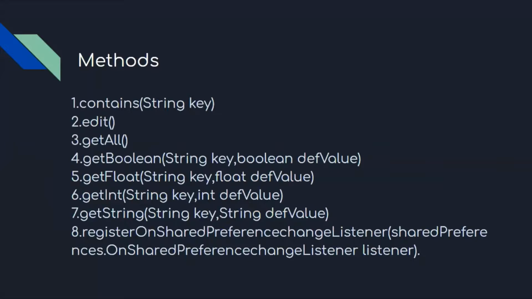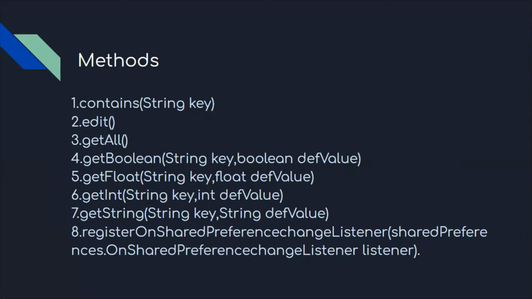Following are the methods of SharedPreferences. Contains: this method is used to check whether the preferences contain a preference. Edit: this is used to create a new editor for these preferences, through which you can make modifications to the data in the preferences and automatically commit those changes back to the SharedPreferences object. GetAll: this method is used to retrieve all the values from the preferences.